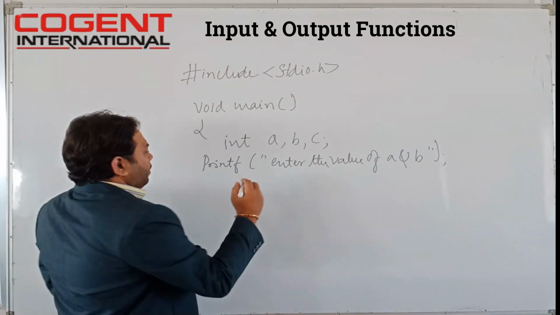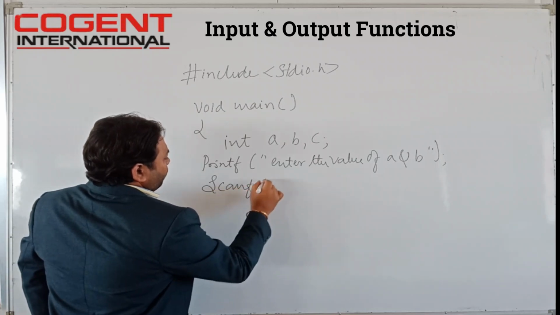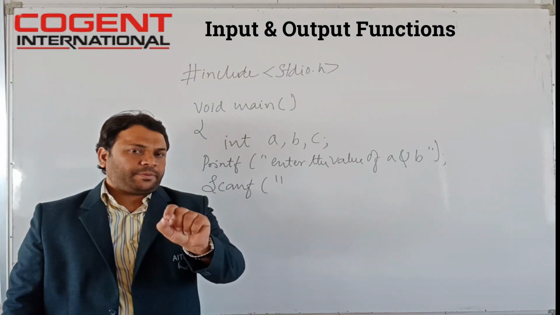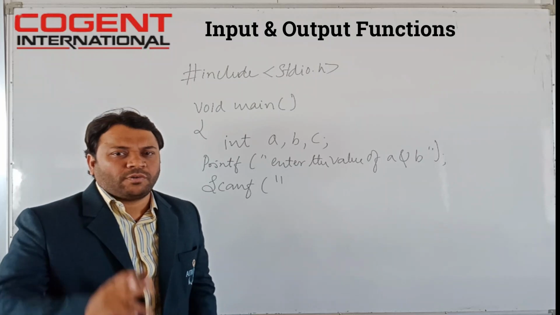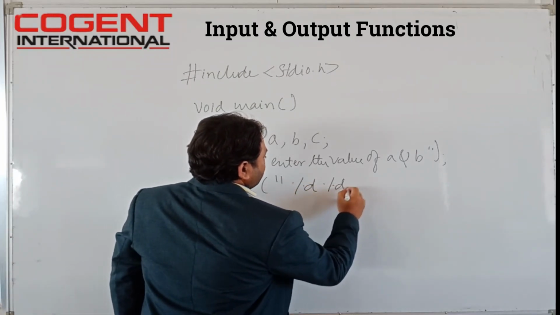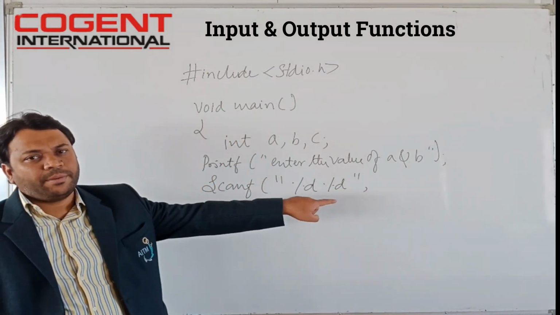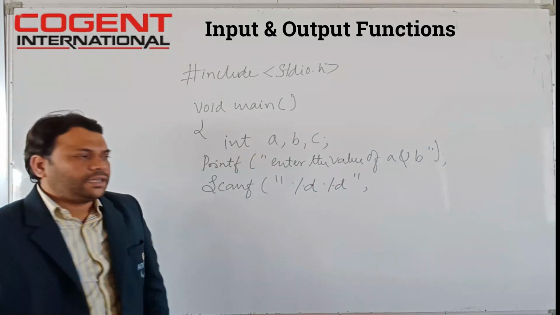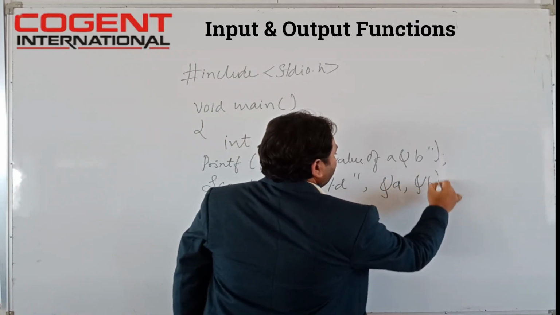Then I am going to use the scanf statement to read the two numbers, which are integer values. Hence the format specifier I am going to use is percentage d. Next is the address list. What values am I going to read? That is for a and b. So I need to include the address list as ampersand a and ampersand b here.